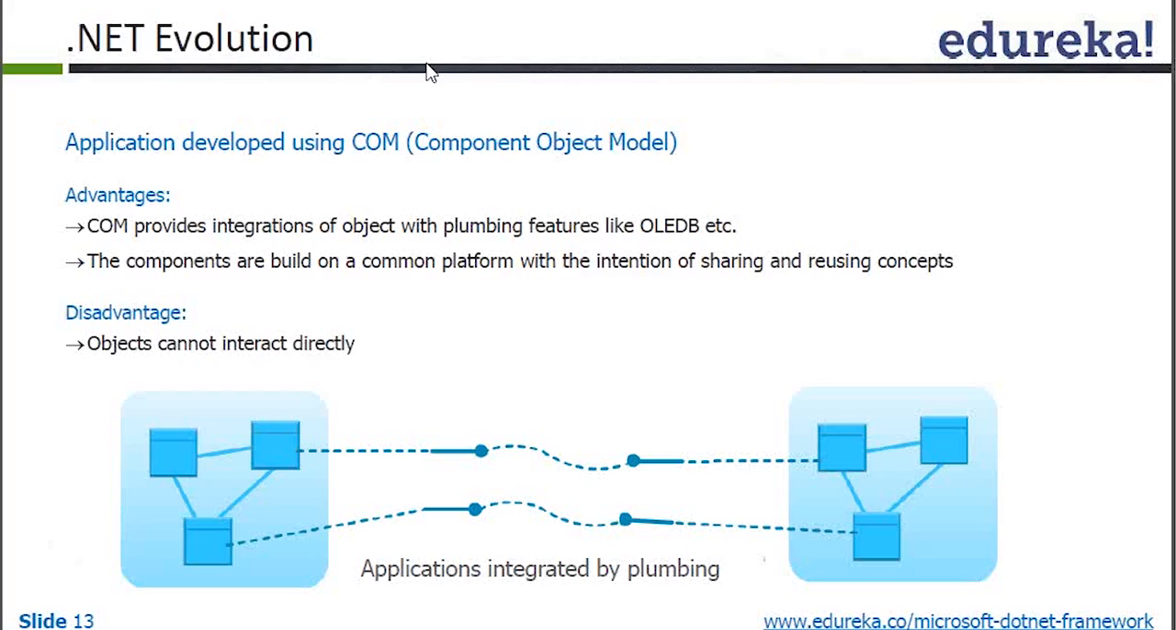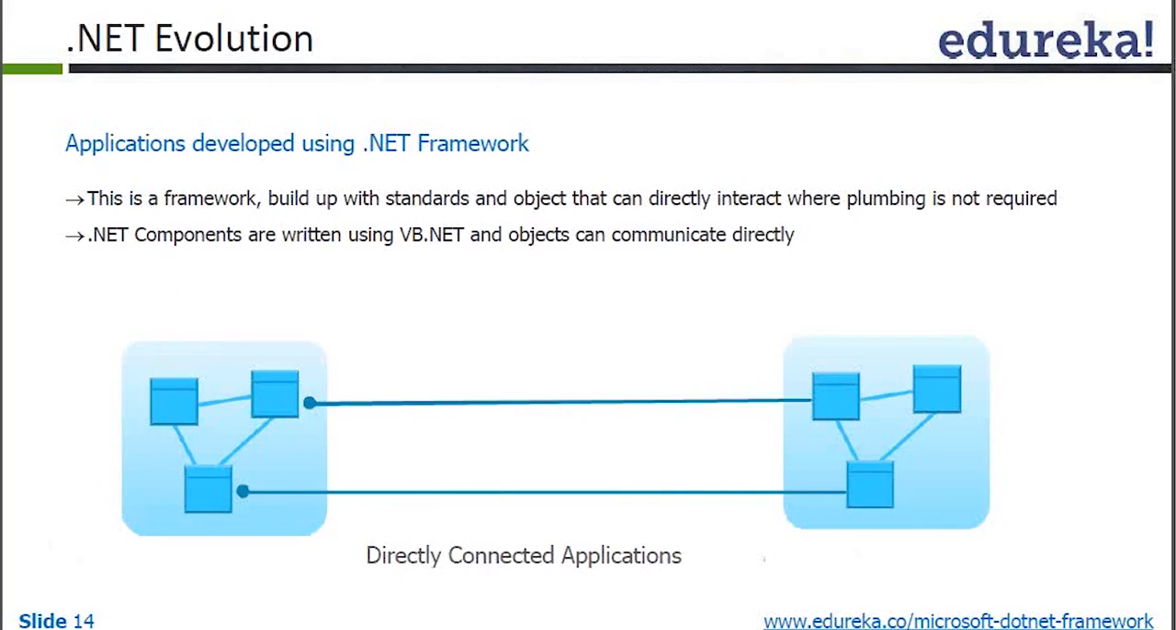In COM there is a problem: plumbing is required. Plumbing is required in the sense that there should be a mediator who should be able to apply the communication. Coming to the .NET framework, it comes with an inbuilt feature for communication between different components. So .NET is a framework built up with standards and objects that can directly interact, where plumbing is not required. You'll understand this in a bit. .NET components are written using VB.NET. Our objects can communicate directly.